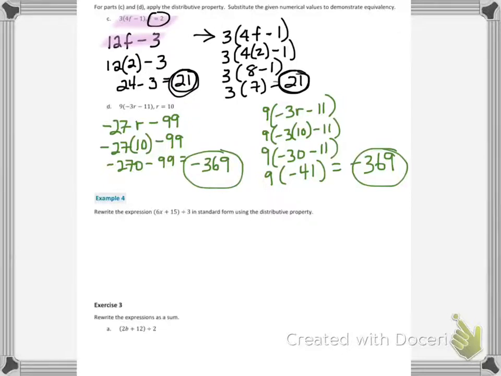For the next one, for D, I did the same thing. I did this distributive property to get to this point. I just distributed my 9 there, and went ahead and plugged in my 10 for R, positive 10. And when I did that, I ended up with negative 70 minus 99, which is negative 369. I brought my original equation back to check. So I plugged in the 10 here where the R existed, and ended up with 9 times negative 41, which is also negative 369.